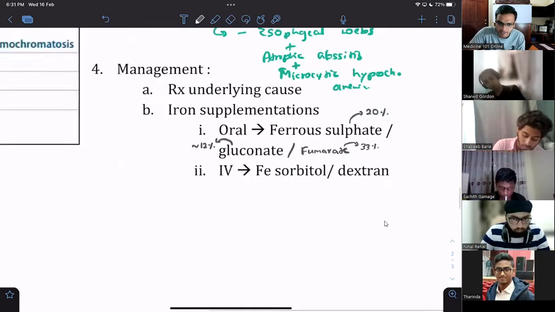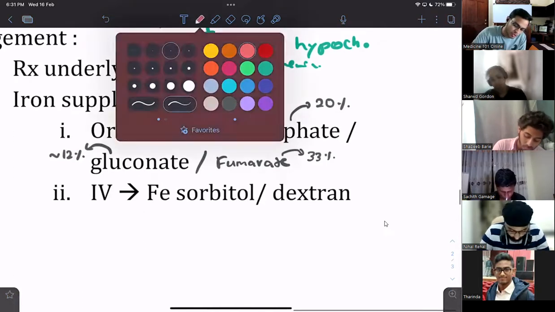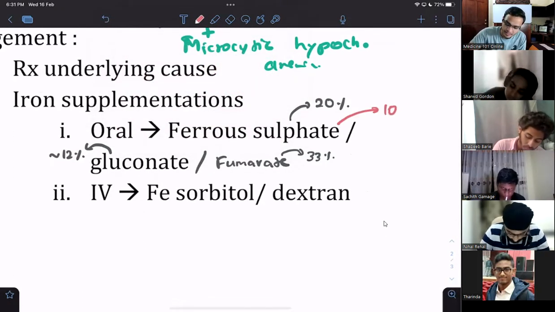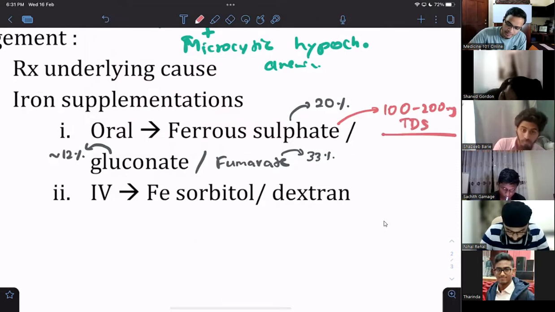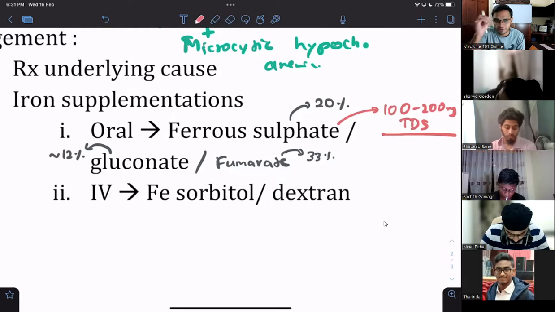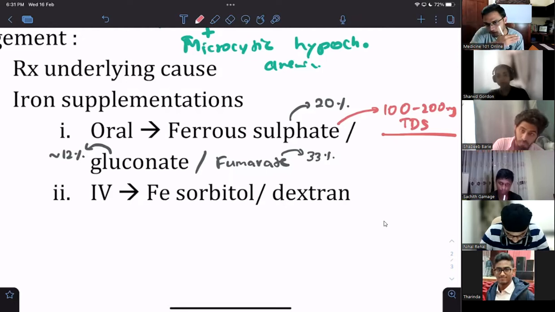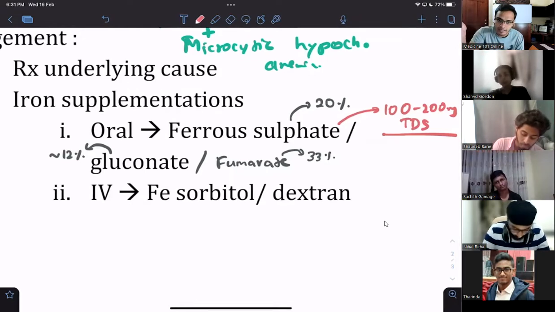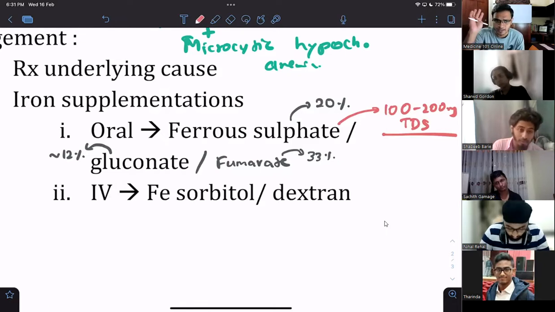It depends on the patient situation, guys. Dosing you all do not need to know. It's 100 to 200 milligrams TDS, thrice daily, but that will differ. For example, some patients will come and complain of severe side effects. If that is the case, you can reduce the dose, maybe once a day, sometimes once in 2 or 3 days. So it's a clinical judgment based on the patient's situation, side effects, and their deficiency level.